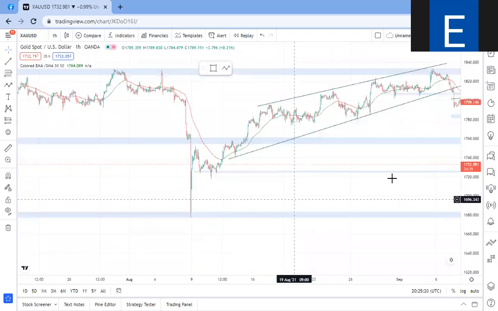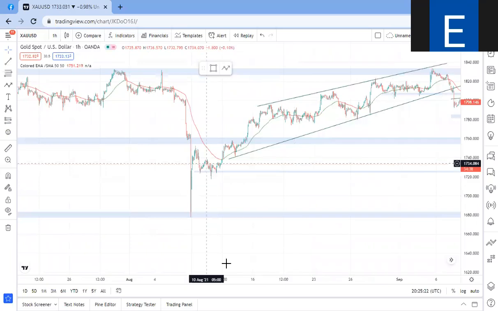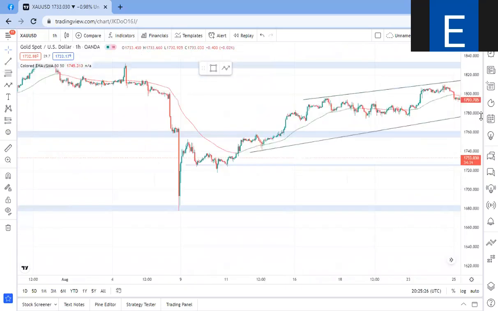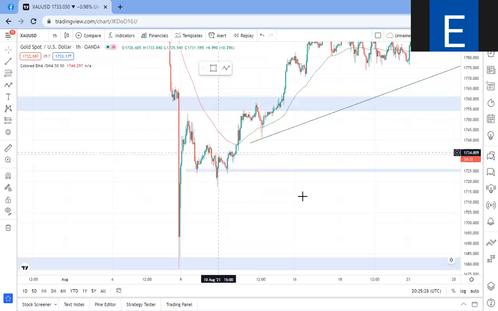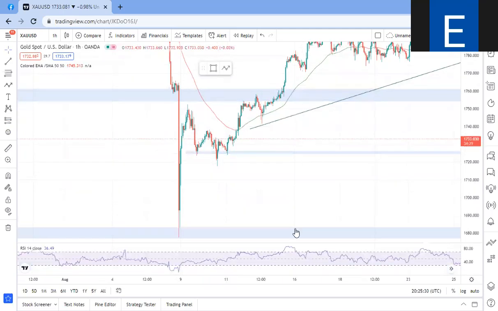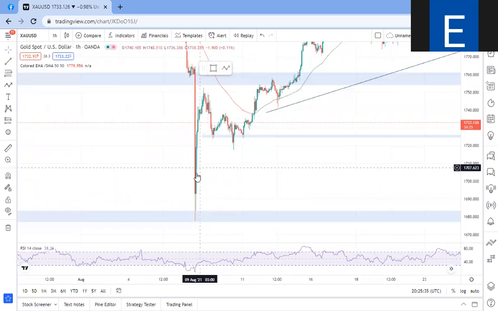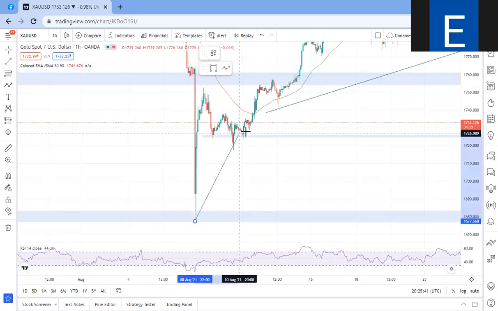So for now, technically, if price can actually give me that reversal pattern, I'll be looking to go long. As you can see here, there was a divergence here as well. So this divergence setup always happens.